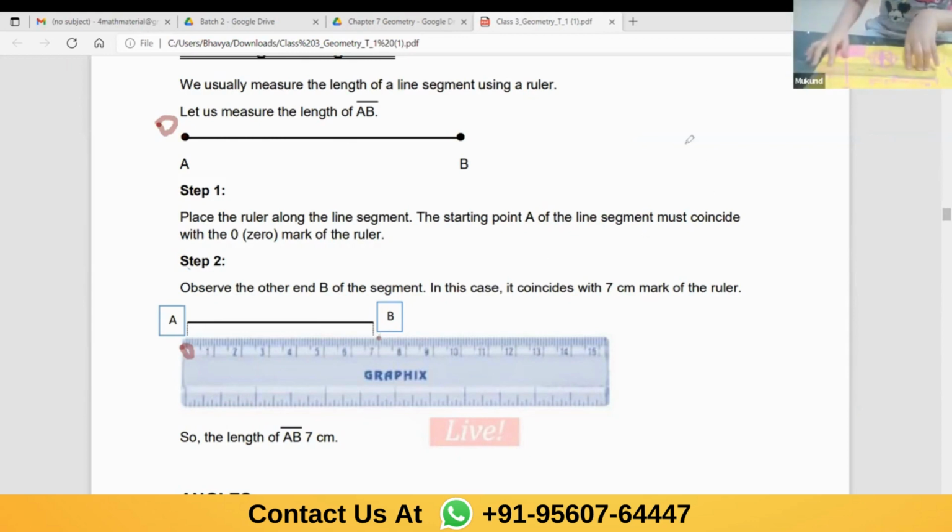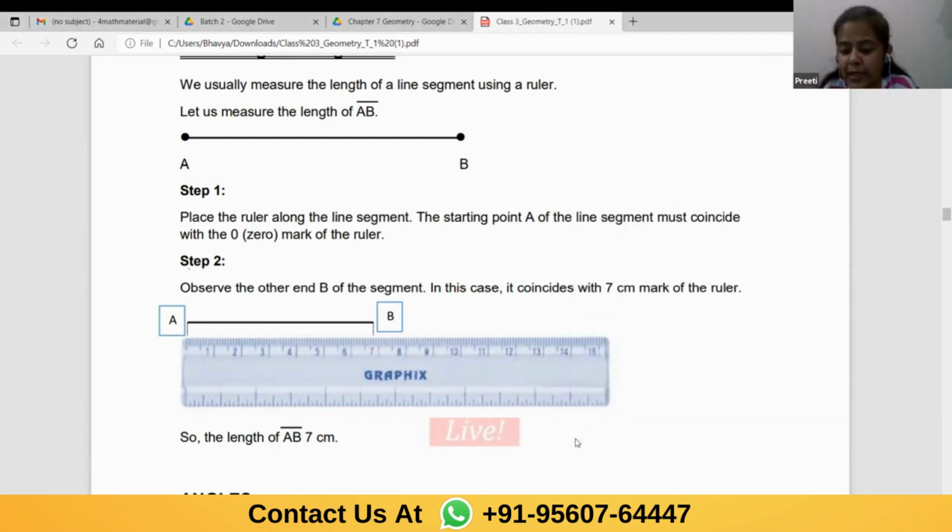I have a scale and I'm measuring my length. So make sure that from wherever you are measuring, that point should be exactly touching 0, and then you can measure. That is the simple thing to measure any line. Line segment, not line.